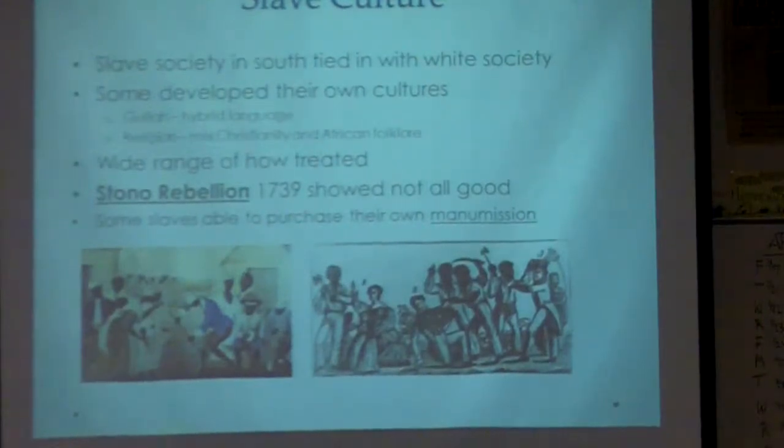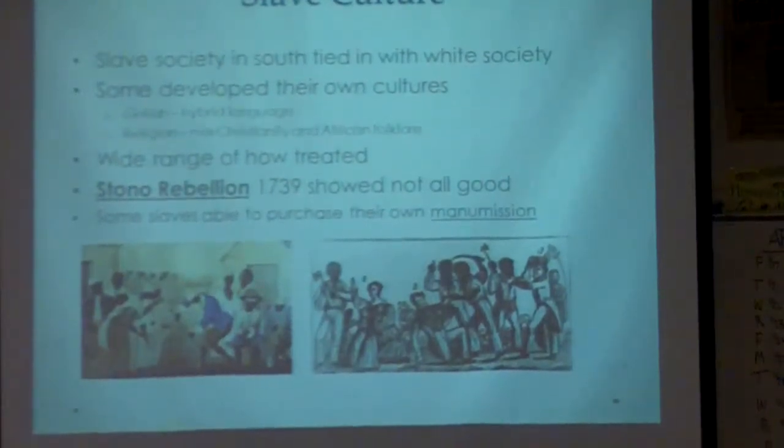Uncle Tom's Cabin was actually written this way. The original owner of Uncle Tom was going to release him, but then he dies. And after he dies, he is part of the estate. He then gets sold to a bigger plantation. And then you see the other part of his life.